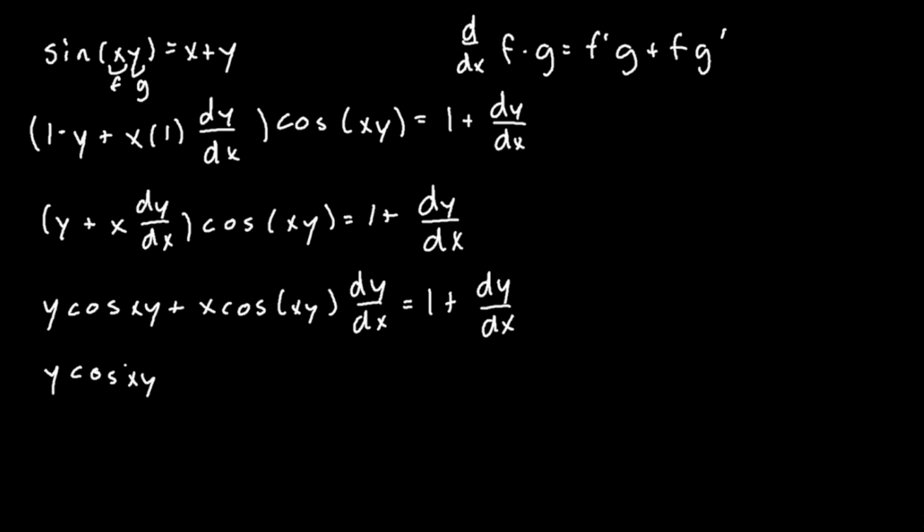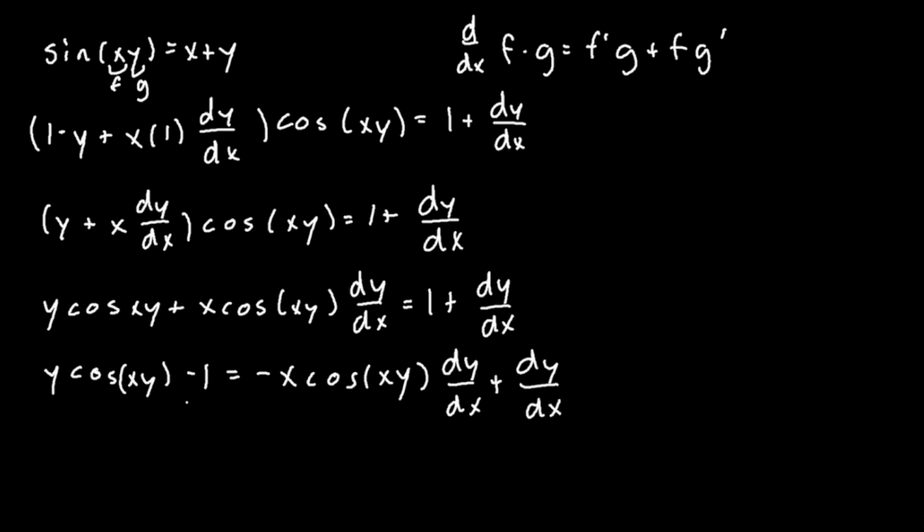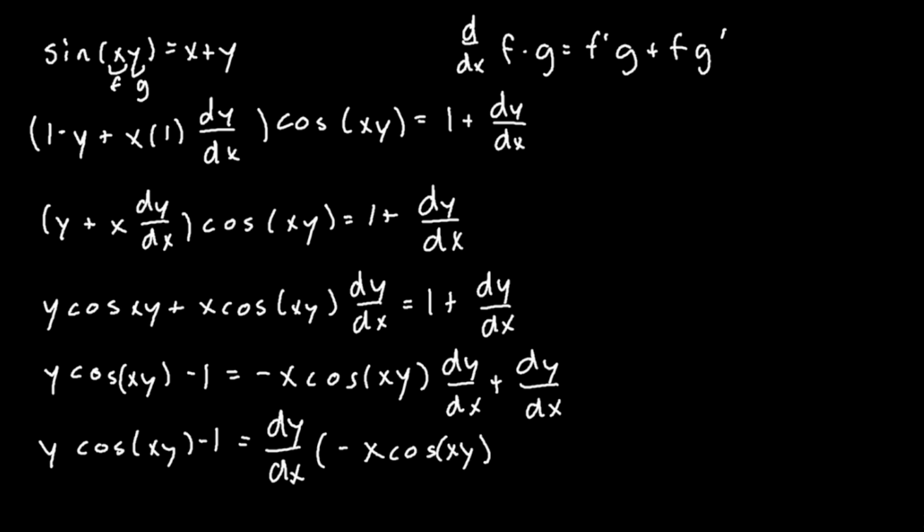Okay. We need to move all the dy over dx terms on one side, so we get cosine of xy minus 1, I move the 1 over, is equal to negative x cosine of xy, I move the cosine value over on the right side of the equation, times dy over dx plus dy over dx. Well, right here, we can factor out dy over dx, so we get y cosine of xy minus 1 is equal to dy over dx times x cosine xy plus 1, right? Factor out dy over dx from this term, and from this term, and then I end up with 1, right?